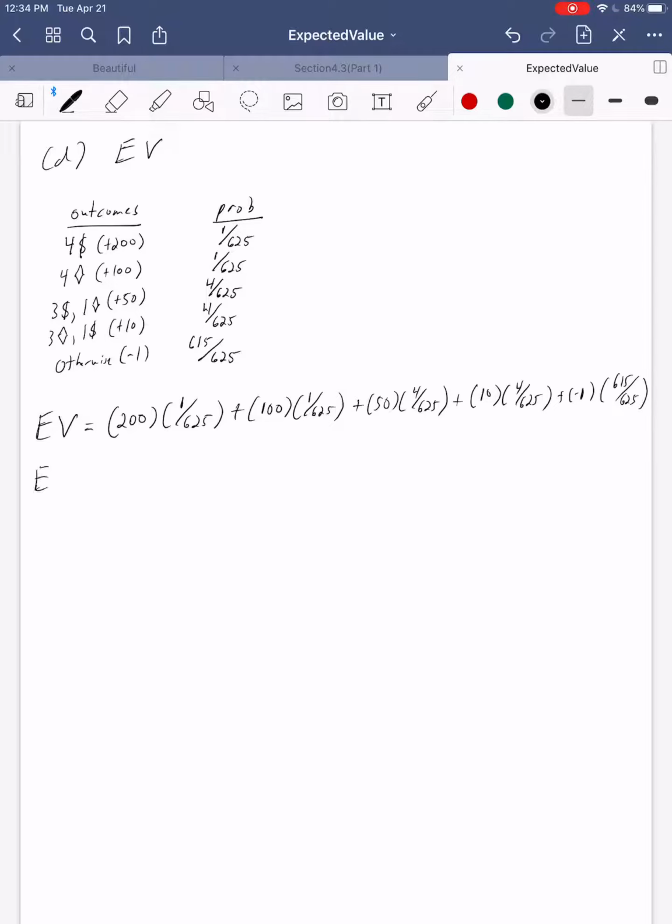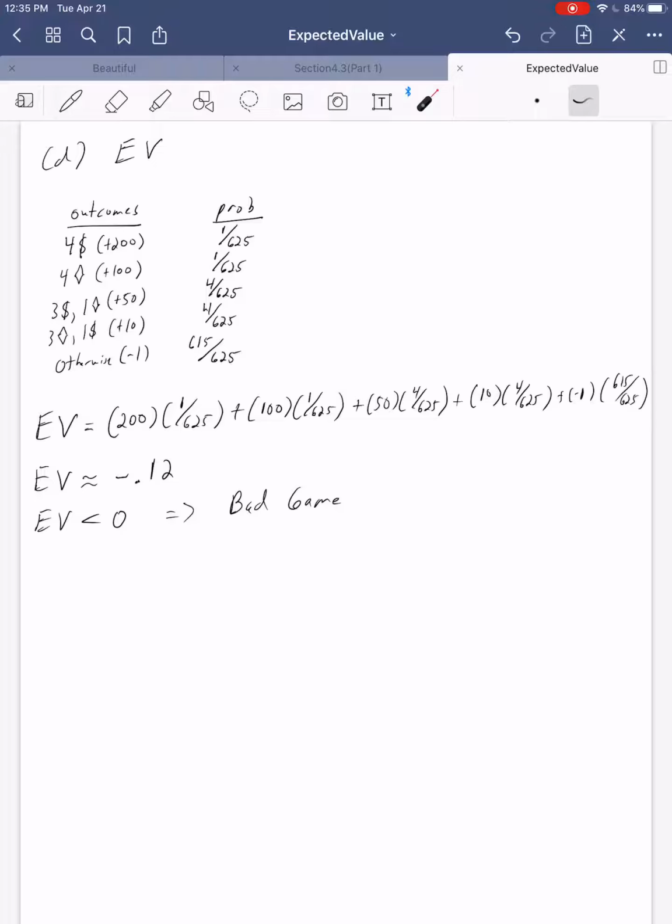So we put all that into our calculator and we get our expected value here. So 200 times 1 divided by 625 plus 100 times 1 divided by 625 plus 50 times 4 over 625. And then the last few. Okay, looks like that should come out as negative 0.12. All right, what do we look at first here? Well, we notice the negative, right? So we can say that the expected value less than 0 implies this is a bad game.